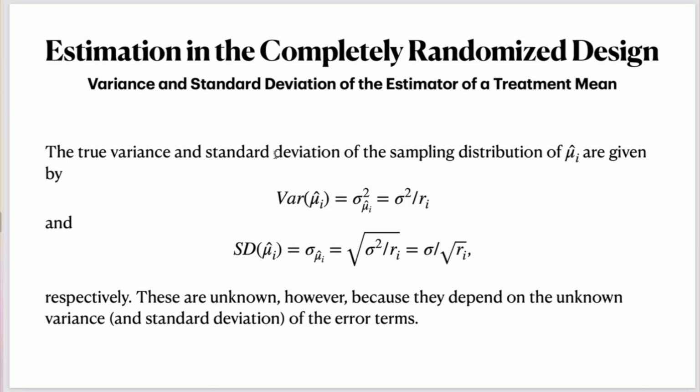Now, these are the expressions for the variance and the standard deviation of the sampling distribution of mu hat sub I, but we're not able to calculate these because they depend on the unknown variance of the error terms. They depend on sigma squared, and that is not known. And so we're not able to calculate these quantities, and so we'll have to estimate them.